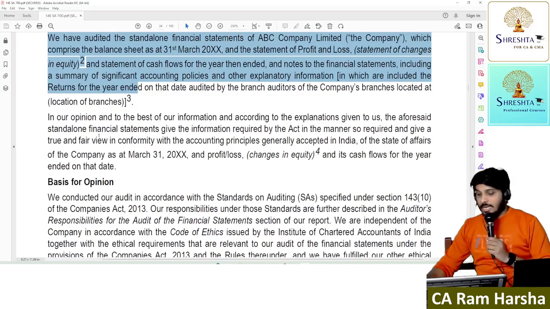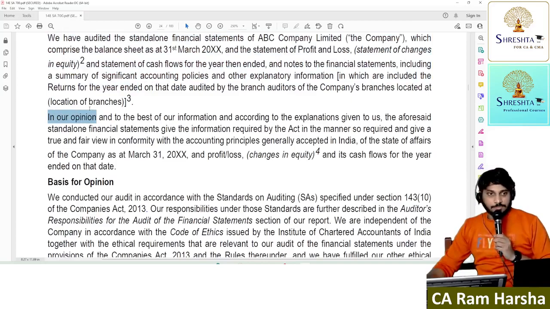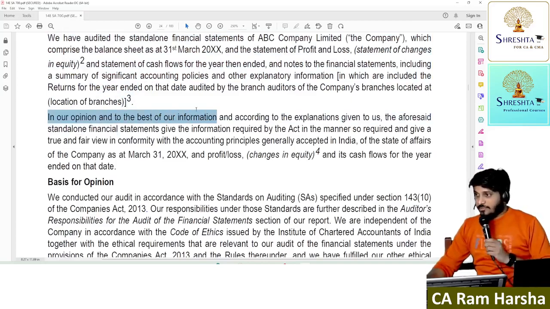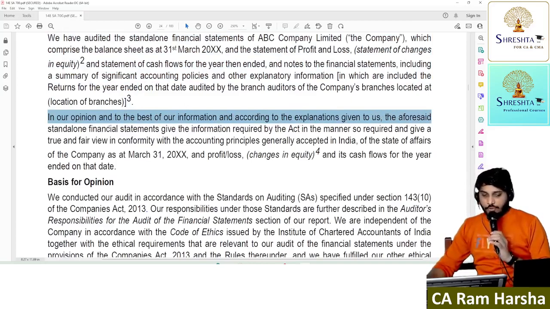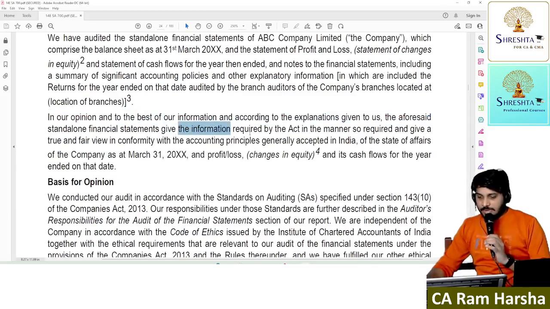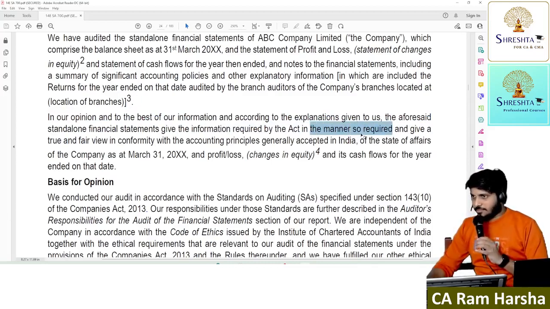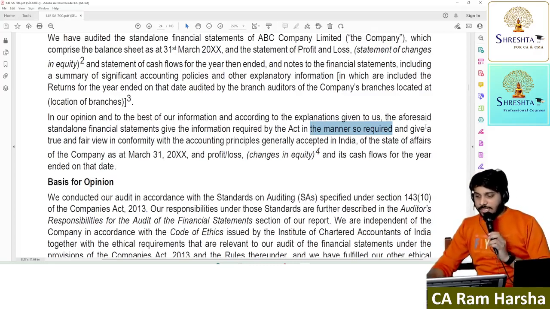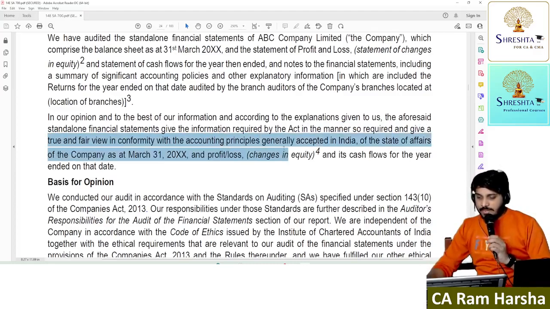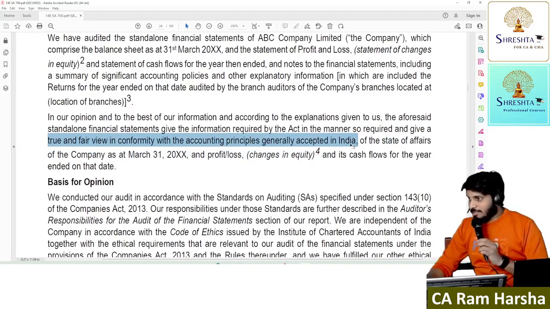Now, in our opinion, to the best of our information, according to the explanation given to us, the aforesaid standalone financials give the information required by the Act in the manner required. Whatever the Act says, they are giving. And not only that, they are giving a true and fair view in conformity with the GAAP. Are you getting the point?